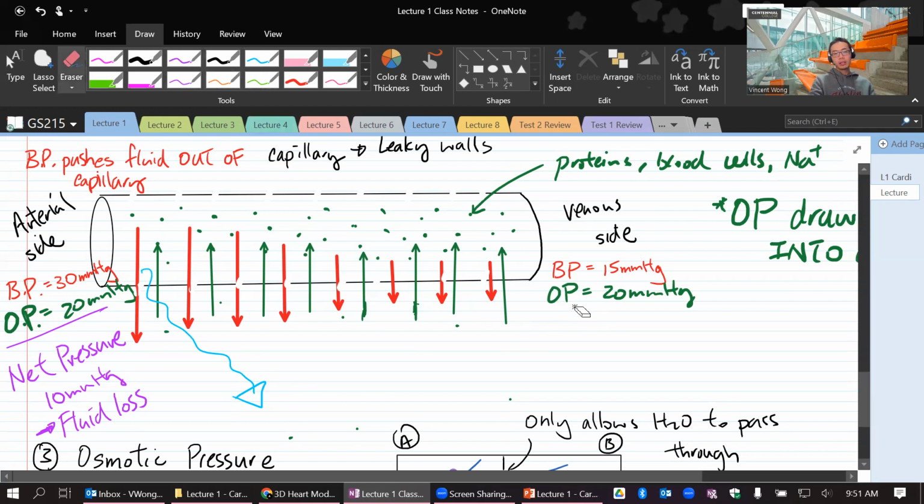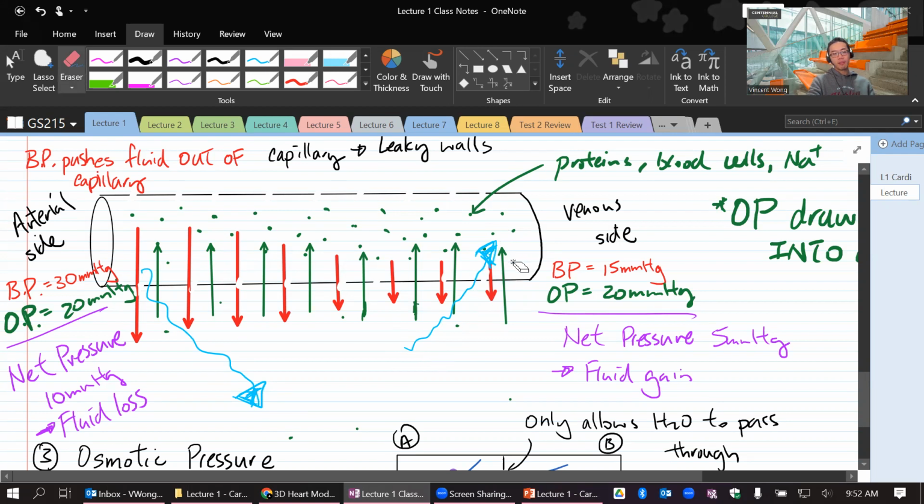On the other side, the osmotic pressure, because it did not change, stayed at 20, whereas the BP actually dropped to 15. If you do the calculation here, the net pressure is going to be 5 mmHg, but it's going to be inside now, right? Because the green one is longer, and so you will have fluid gain. Now you're going to be bringing some of it back into the blood vessel. Do you understand how you will be losing fluid and then gaining some of it back?